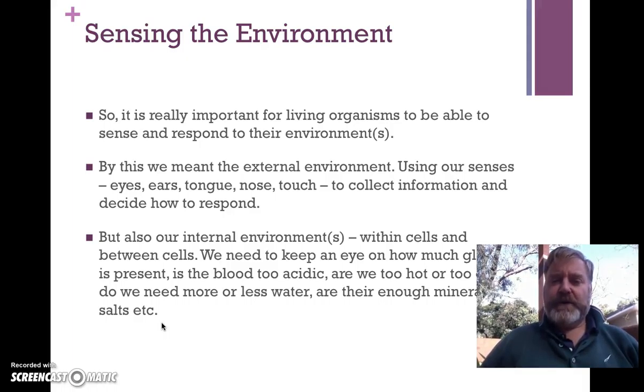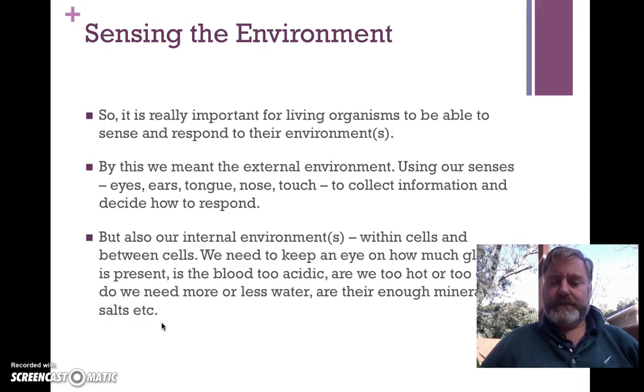But we also need to be able to make these sort of judgments about our internal environments. So we're talking about the environment within each cell, and also the environment around each cell that joins cells together. So we need to keep an eye on glucose. Is there enough glucose? Is there too much glucose? Is our blood becoming acidic? Is it too alkaline? Do we need to breathe faster or slower? Are we too hot? Are we too cold? And I'm talking about internally. Are we between 36 to 38 degrees Celsius internally, or am I going outside that, both of which are dangerous?